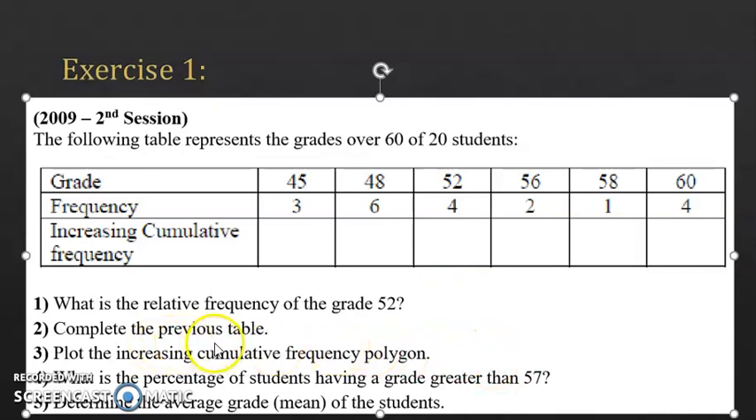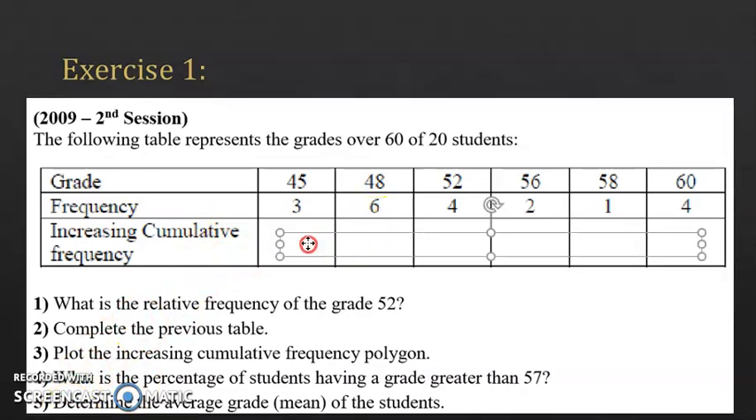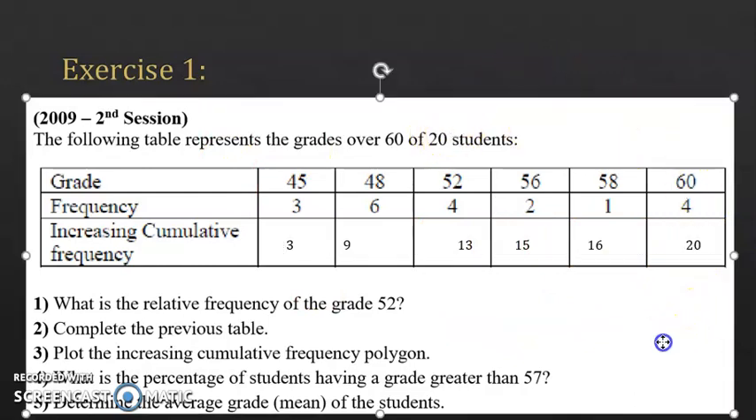Now complete the previous table. So you need to calculate the increasing cumulative frequency. Let's do it together if you didn't know how to do it. So for the first value of the increasing cumulative frequency, we drop the same frequency, which is 3. Now for the second one, it's 3 plus 6, you get 9. Then 9 plus 4, you get 13. 13 plus 2, you get 15. 15 plus 1, you get 16. And finally, 16 plus 4, you get 20. And remember that the last value of the increasing cumulative frequency should be equal to the total frequency.